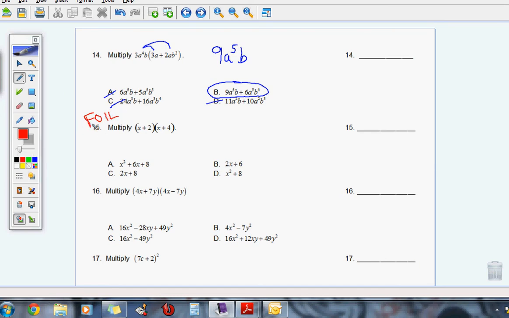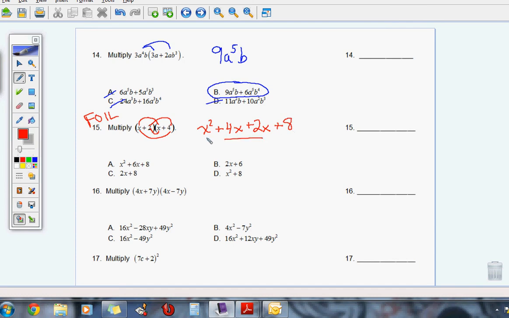So FOIL stands for first, outer, inner, and last. When we do this, the first terms, x times x, is going to give you x squared. Outer terms, a positive 4x. The inner terms, a positive 2x. And then the last terms, 4 times 2, is a positive 8.